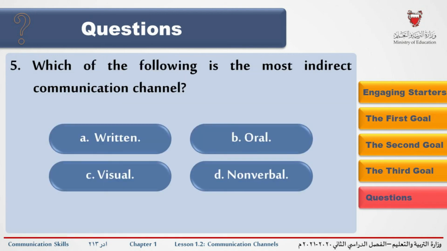Question 5. Which of the following is the most indirect communication channel? A. Written. B. Oral. C. Visual. D. Nonverbal. You will have 30 seconds. Well done. Let's check the answer. The most indirect communication channel is nonverbal.